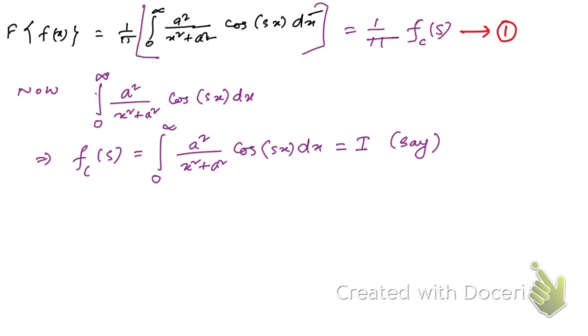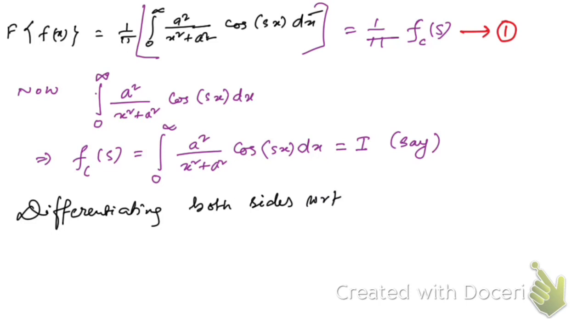Okay, so now differentiating both sides with respect to s, then what we're gonna have, the derivative of this will be equal to integration 0 to infinity of the derivative of the given function. So let me write this one here. We can write this one here also.